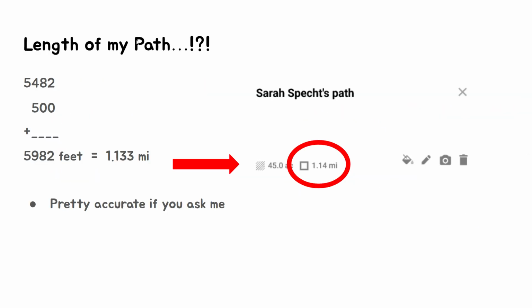So, the total length of my path, by adding up the original 5,482 from the straight segment measurements, along with the 500 from the arc, I got a total of 5,982 feet, which when converted is 1.133 miles. And Google Maps told me that the path was actually 1.14 miles. So overall, I had a slight underestimate, but I would say that it was pretty accurate.